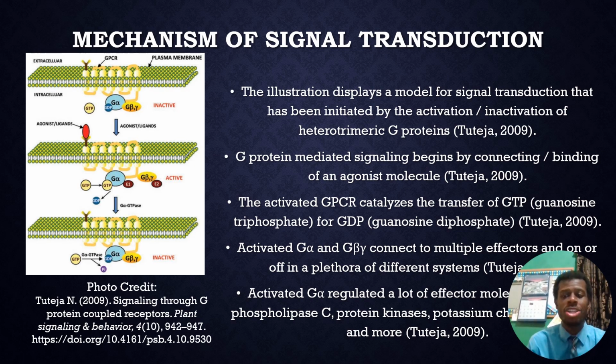And furthermore, during the mechanism of signal transduction, the activated G alpha proteins may bind to effectors such as protein kinases, potassium channels, calcium ions, and so much more.